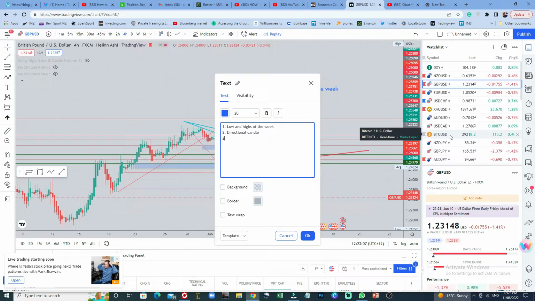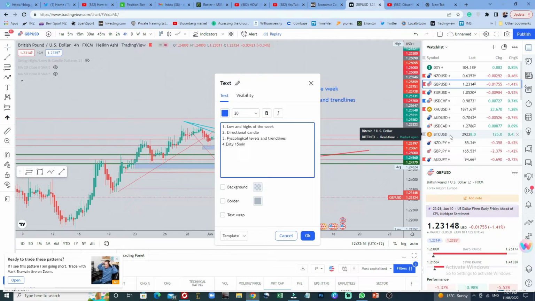So three, I'll scale down, and my entry will be on the 15 minutes time frame, and I'll also draw psychological levels and trend lines. Then four will be to enter on the 15 minutes time frame and look out for double tops and double bottoms.